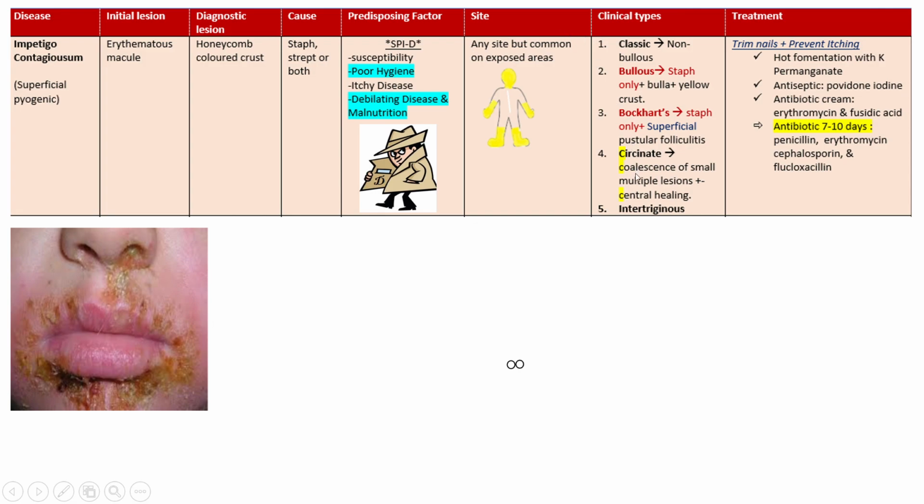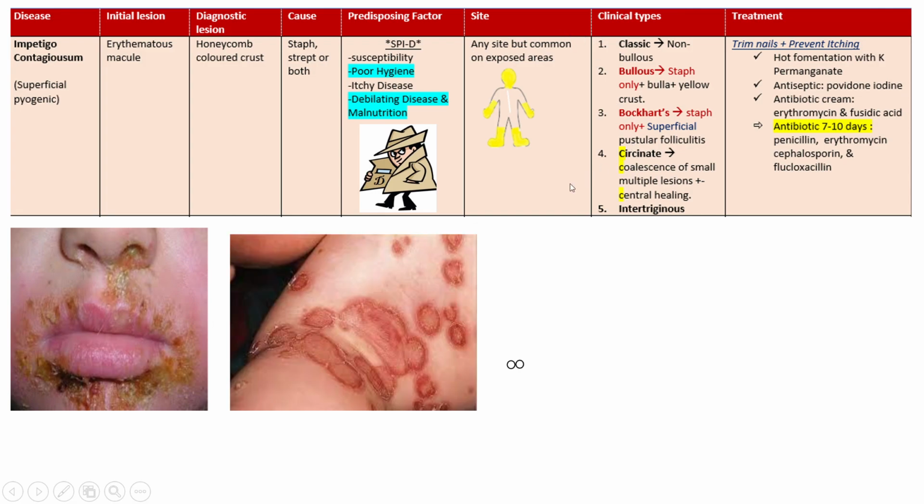The second C refers to circinate. In the circinate type, we have double C in its features. The first C is coalescing lesions, or small multiple lesions. We have many small multiple lesions that coalesce together and make one larger lesion, as seen here. And the other C is central healing, as the lesions heal from the center. So underneath the circinate type, we have double C in the features: coalescing small multiple lesions and central healing.